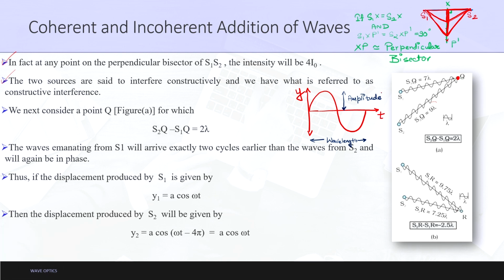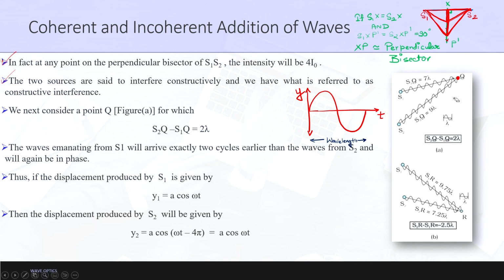This is the amplitude being talked about here, and this is the complete wavelength, that is the distance required for the sinusoidal wave to complete one complete cycle, which is called a wavelength.